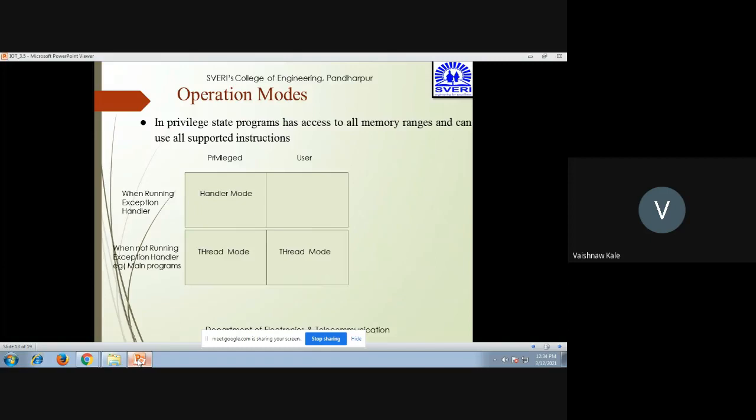Now operation modes: you can see that there are two modes. One is the thread mode and the second one is the handler mode. In a privileged state, programs have access to all memory ranges, and can also use all the supported instructions. In handler mode, when running an exception handler, it will go into handler mode. And when not running an exception handler, that is, when it is running the main program, it will go into thread mode.